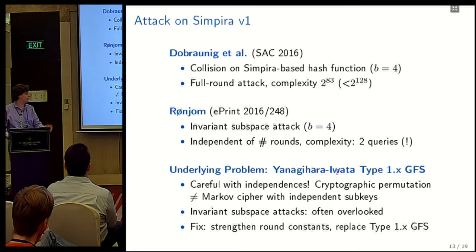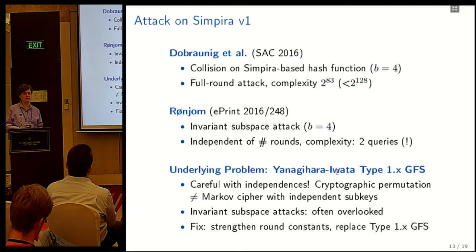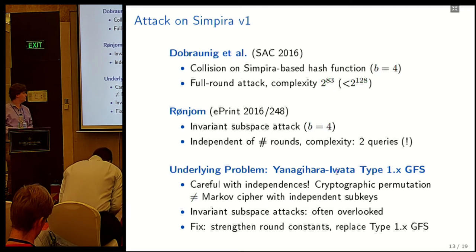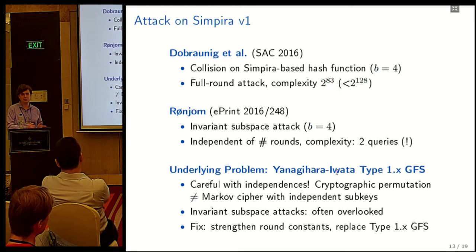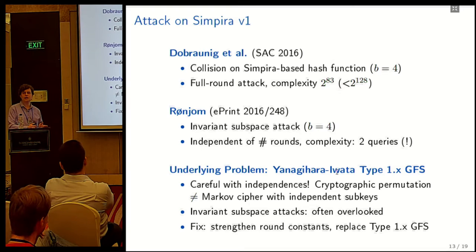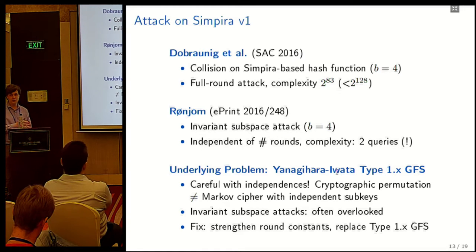How does it need to be fixed? Well, basically, this type 1 GFS by Yanagihara and Iwata is problematic and needs to be replaced. Also, the round constants are not the problem, but could have prevented the problem, and strengthening the round constants is something that will not make the cipher weaker. So what we do is we strengthen the round constants. We basically make exactly the same change that was done for the Grøstl hash function when it moved into the final round of the SHA-3 competition. So we do exactly the same change in how the round constants are being computed.